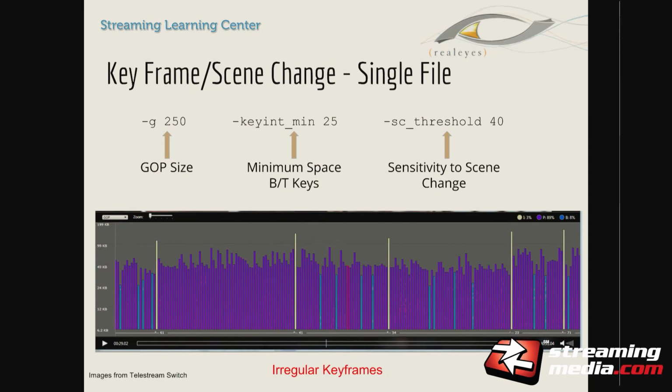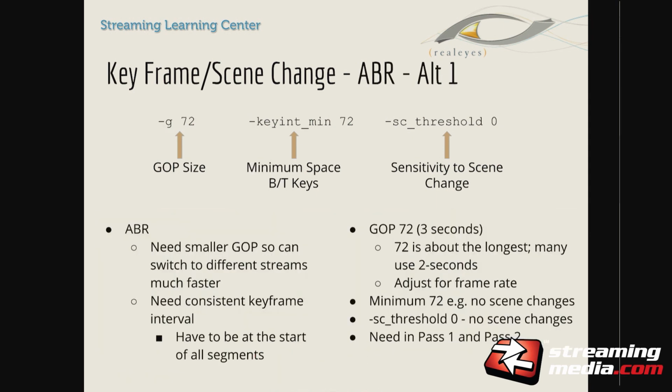So this is what the file looks like. This is a program called Telestream Switch, and the cool thing about Telestream Switch is that you can see the I-frames are yellow, the P-frames are purple, and the B-frames are blue. So it's even color-coded. So what you see here is a file that is not going to be acceptable for ABR delivery because the keyframes aren't at regular intervals. We've got scene change detection, and we're inserting a keyframe at those scene changes. So what do you do to fix that?